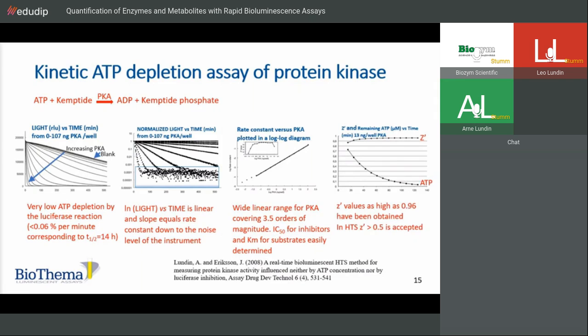Z' is a parameter used to evaluate the reliability of high-throughput assays. Its highest value is 1, but in high-throughput screening it is accepted to be as low as 0.5. When determining our assay, it could be as high as 0.96.